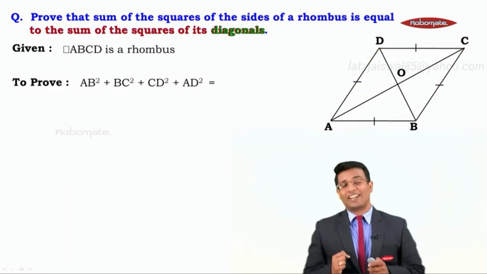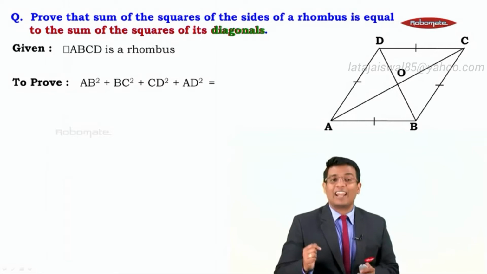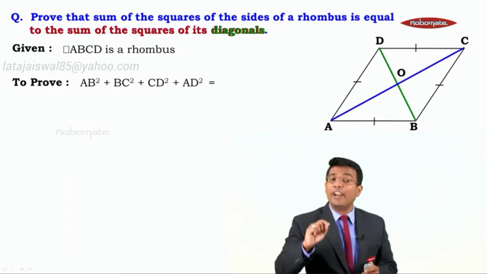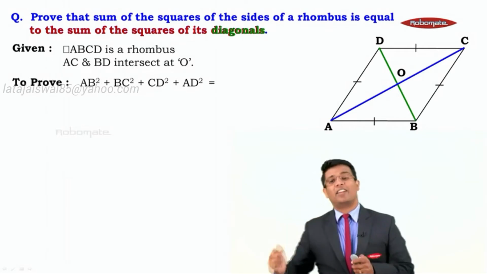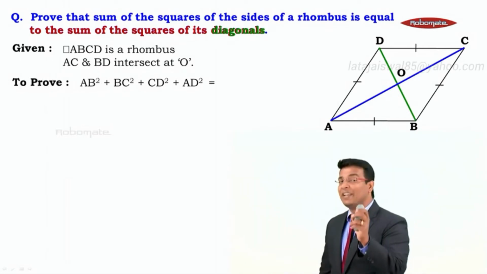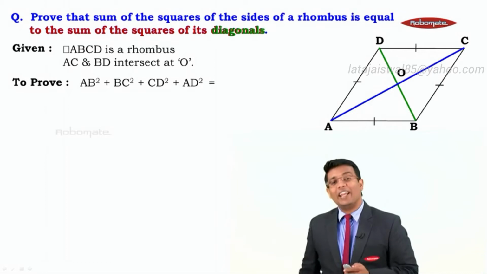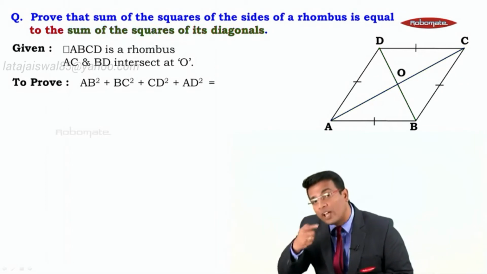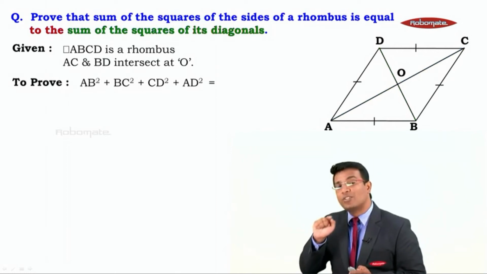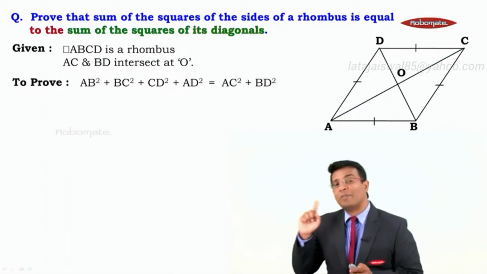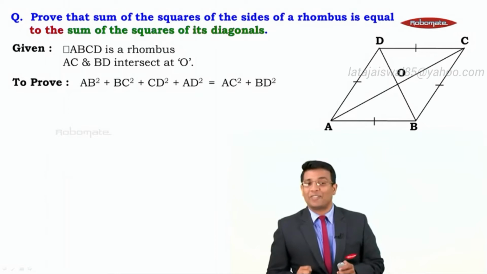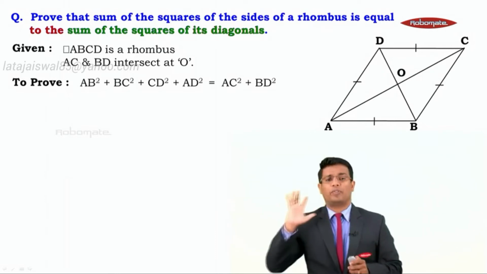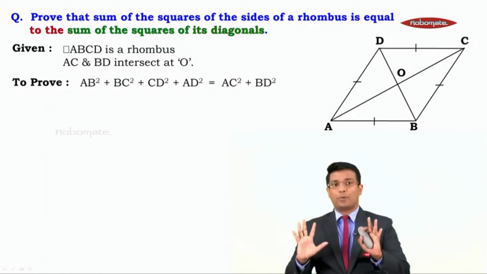So we need to have the diagonals there, that is BD and AC, and they intersect at point O. So that should also be written in the given, that diagonals AC and BD intersect at point O, right? And in the to prove, it says it is equal to the sum of the squares of its diagonals. That means it is equal to AC square plus BD square. That is what we have. So now the given and the to prove is done. So we know what we are supposed to prove, right?